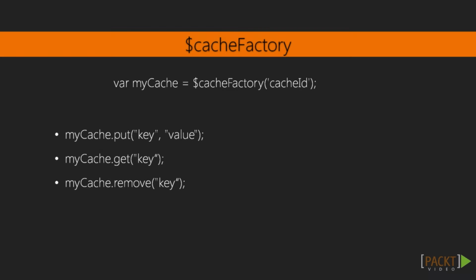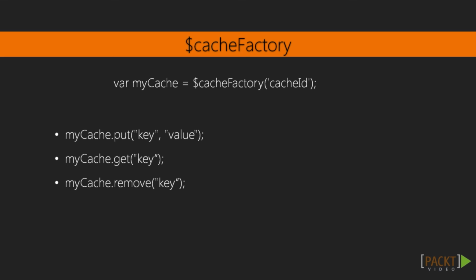Now, let's talk about the $cacheFactory. It's a factory that constructs cache objects and gives you access to them. The cache object is primarily used by the $http service and the script directive to cache templates and other data. You can also use it for your own purposes following this syntax.